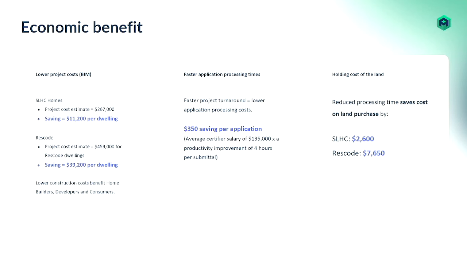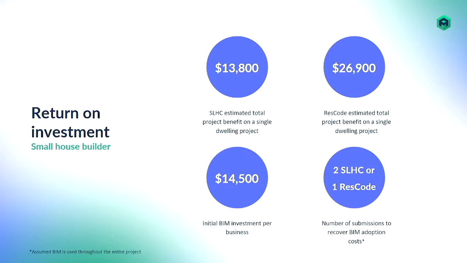And then there are economic benefits from that as well. I won't go too much into this, but for a small housing code home, you can save up to 11 grand per dwelling. If you're looking at ResCode, you can save up to nearly 40 grand per dwelling. And that's just lower project costs. There are also faster application times and processing, up to $350 saved per application. And then of course the holding costs of the land, saving costs on land purchase. So there are quite significant economic benefits from using tools like this.